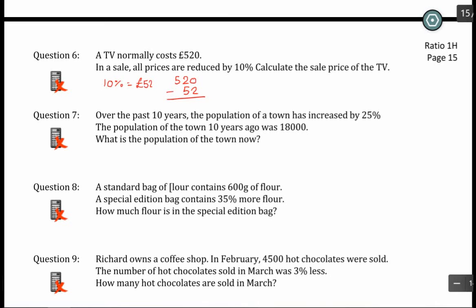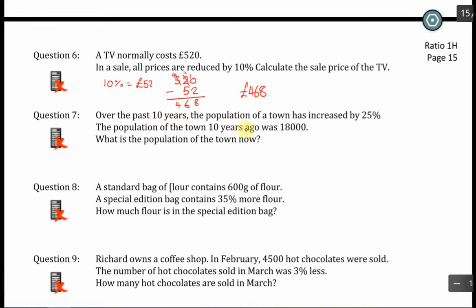Okay, can't do 0 take away 2, so I'm going to borrow, or take from the 2 I should say. 10 minus 2 is 8. I then need to take 1 from the hundreds and put it there, so I've got 11 minus 5, which is 6, and 4 goes there. So the sale price of this TV is £468.